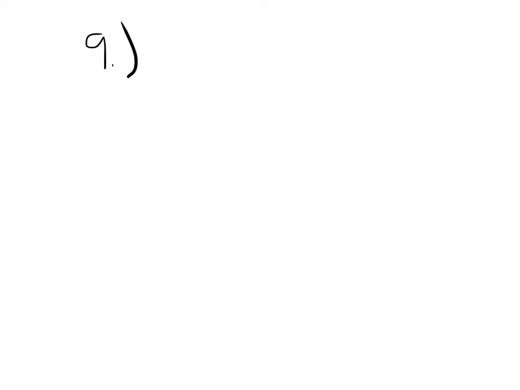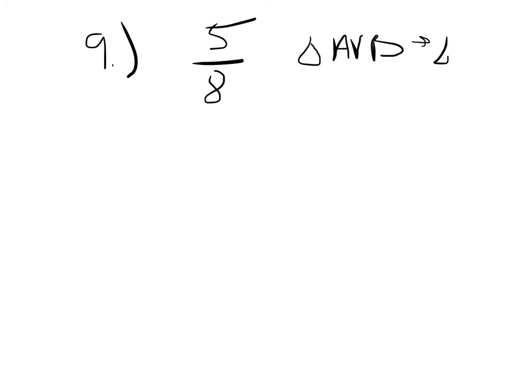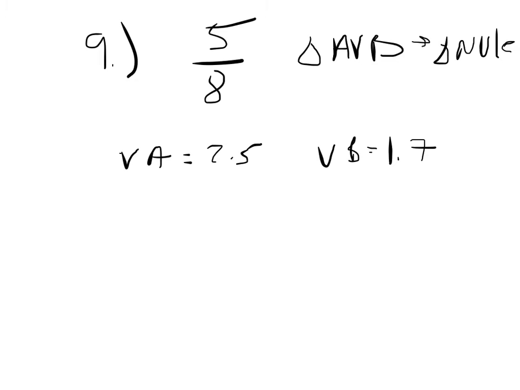Okay, for number 9, we're told we have a scale factor of 5 to 8, and that's AVB to NVK. Now I'm told VA is 2.5, VB is 1.7, and I want to find VN. Well, VA to VN has got to equal 5 to 8, because that's going to be our scale factor, right? AV to NV has got to equal 5 to 8.